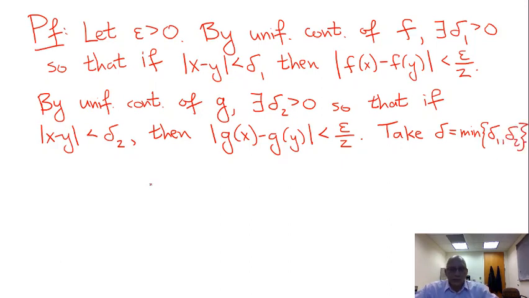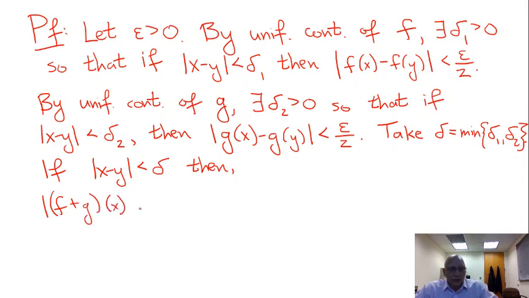Okay. By taking the minimum, I guarantee both of these inequalities will hold, and so both the f and g inequalities will also hold. Okay, so now, if x minus y are any two numbers less than delta, then now our scratch work takes over.